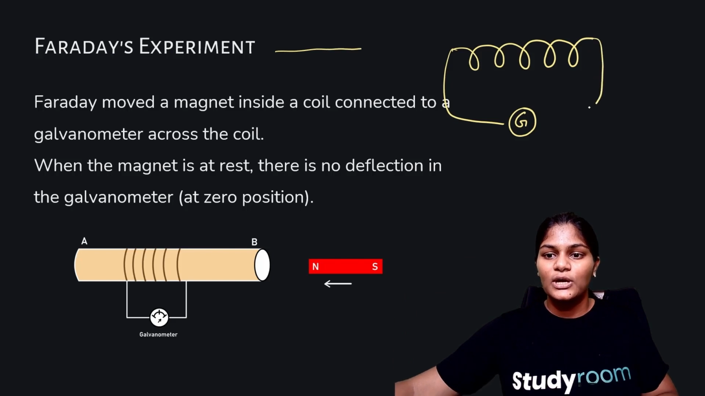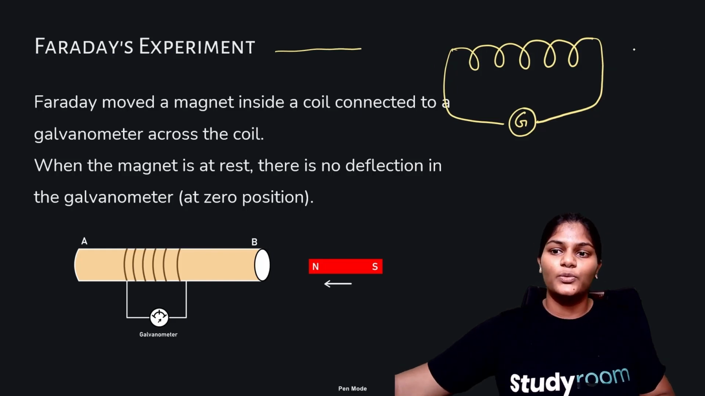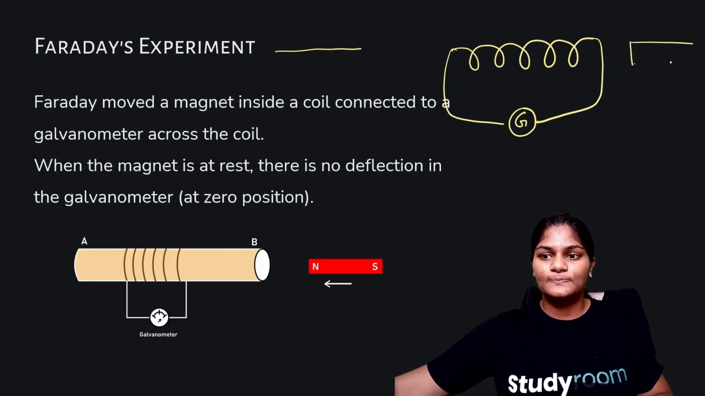So here we have this galvanometer attached to a coil. This coil actually could be wound around a cylinder also. Anyway, if you want to keep the coil like this, you can keep it like this also. Now what we are doing is, we are taking this magnet. Right now we are taking this north pole here and the south pole here.